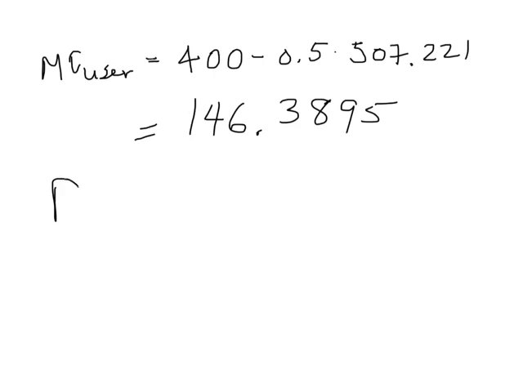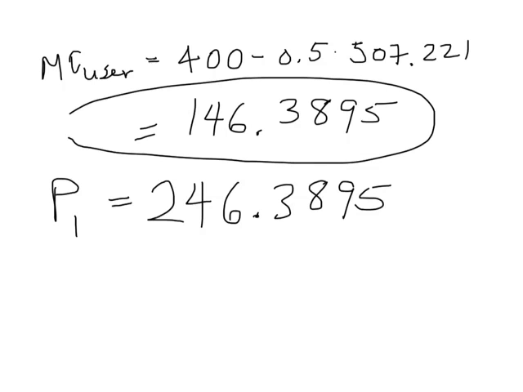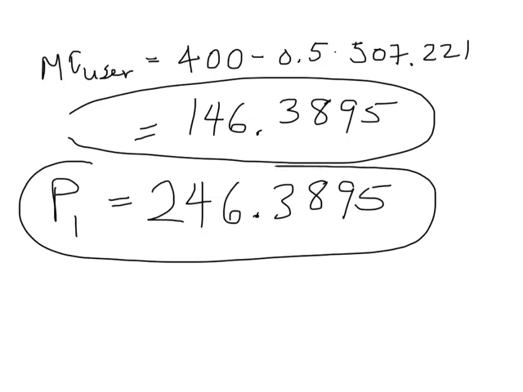And so by the way, the price in period 1 would then be equal to the marginal cost of 100 plus that marginal user cost, that's the scarcity signal, 246.3895. So this was just the marginal user cost alone, so the price would reflect the marginal user cost and the extraction cost of 100. That's where that comes from.